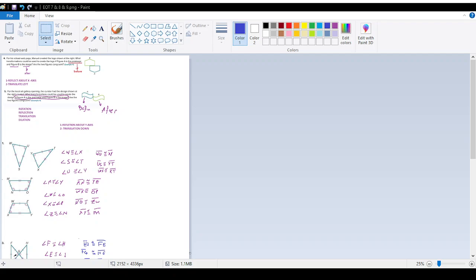We said if it's between 0 and 1, meaning if it's less than 1, it's going to be smaller. If it's more than 1, that means it's going to be what?